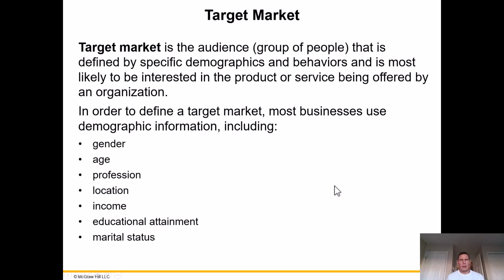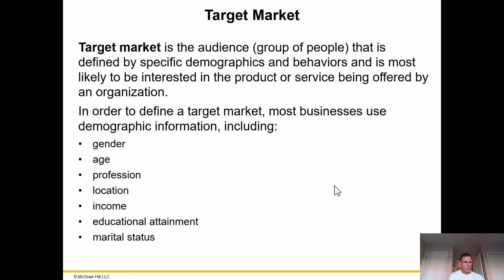Now, this term you've probably heard of in a marketing class, what we call the target market. The target market, as the name suggests, is the audience, the group of people, that is defined by specific demographics and behaviors and is most likely to be interested in the product or service being offered by an organization. In order to define a target market, most businesses use demographic information.